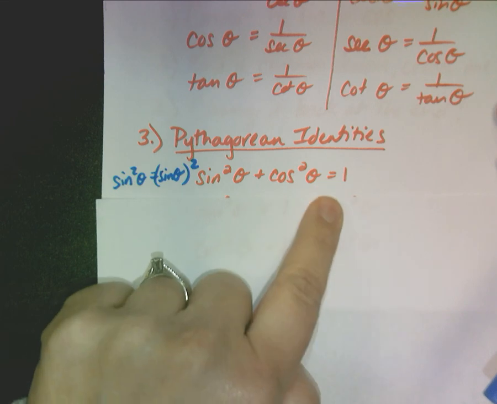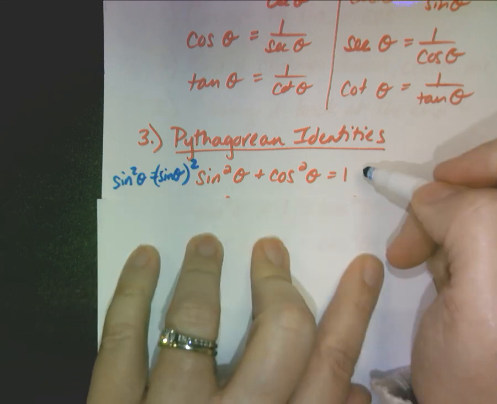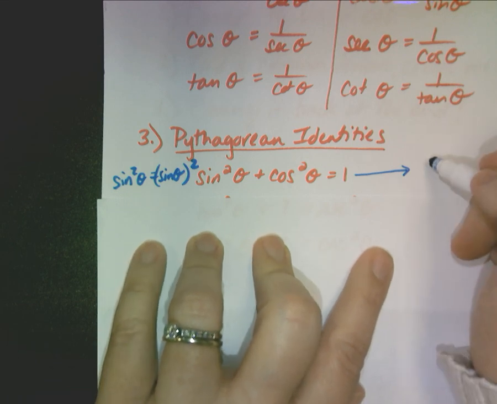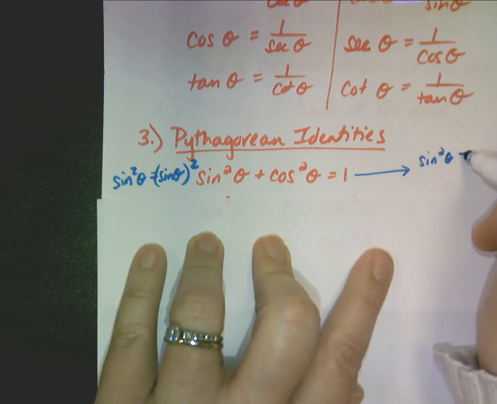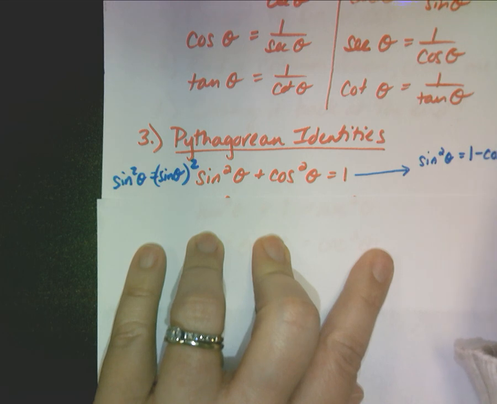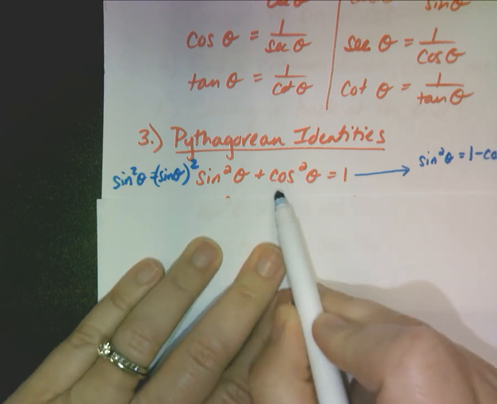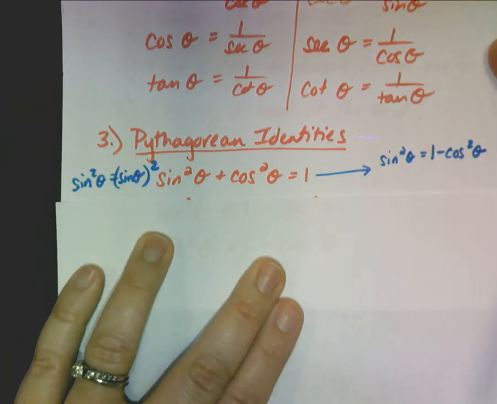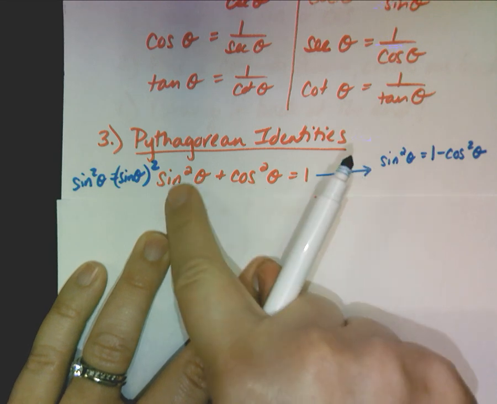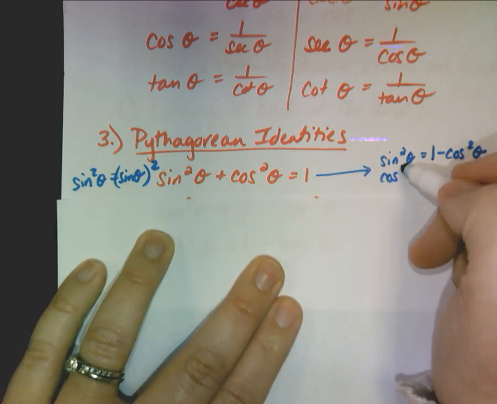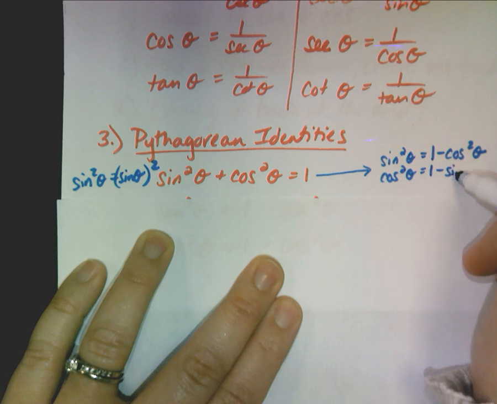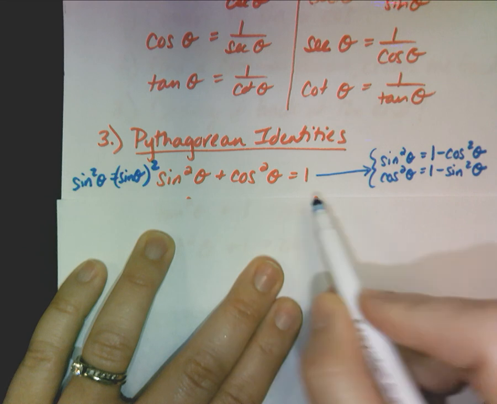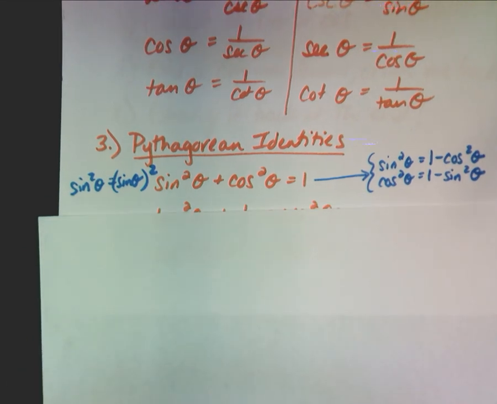Sine squared plus cosine squared equals 1. By the way, from this, you could also derive the following identities. Sine squared theta equals 1 minus cosine squared theta. What did I do there? I just subtracted this over. Or I could have left cosine squared and subtracted sine squared over. So cosine squared theta equals 1 minus sine squared theta. So those also can be derived from that identity. Know this. Kind of figure this out in your head.